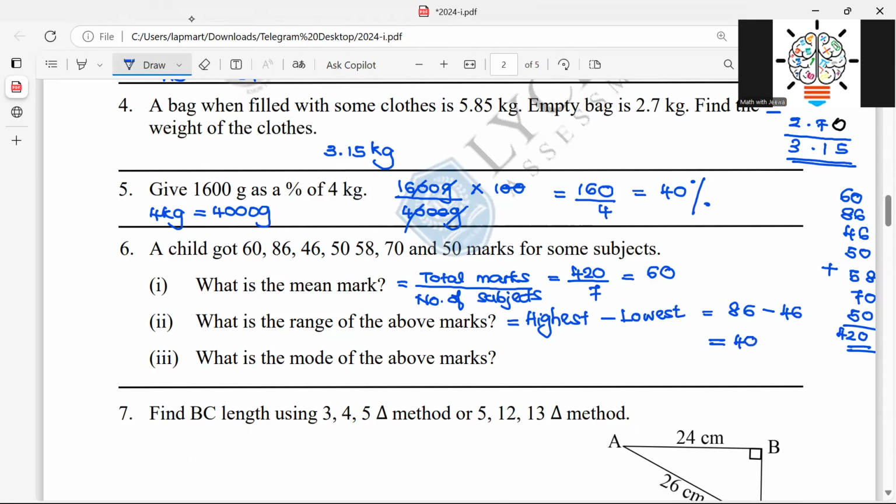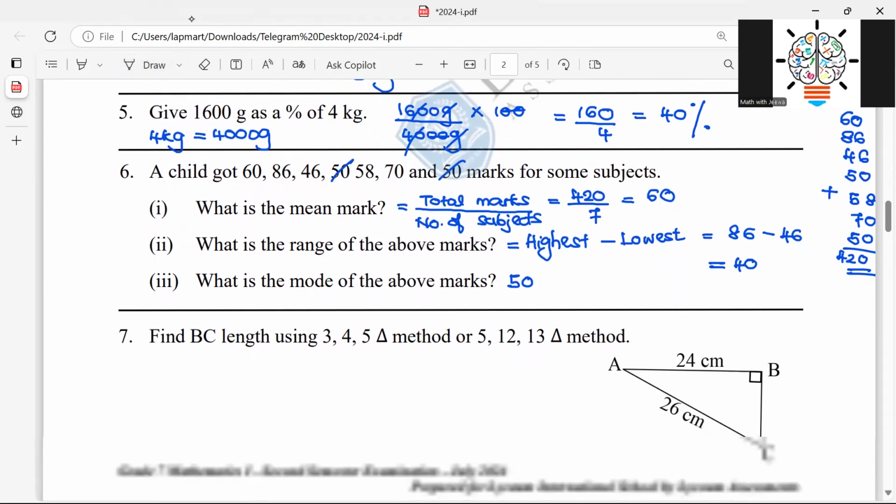And the mode, we can see 50 two times. Therefore, the mode is 50. How do you get the mode value, children? That is the most occurring value, right? That 50 you can see 2 times. Therefore, the mode here is 50, right?